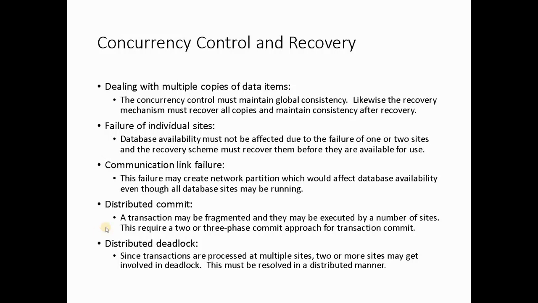Then distributed commit. When you are committing a transaction, the transaction will be fragmented and may be executed in different sites. That means you have to have some way of handling the transaction commit, right? We will discuss 2-phase and 3-phase commits later. This needs a 2 or 3-phase commit approach, because you have to make sure that, when it comes to committing, all sites are in agreement to make the global commit.